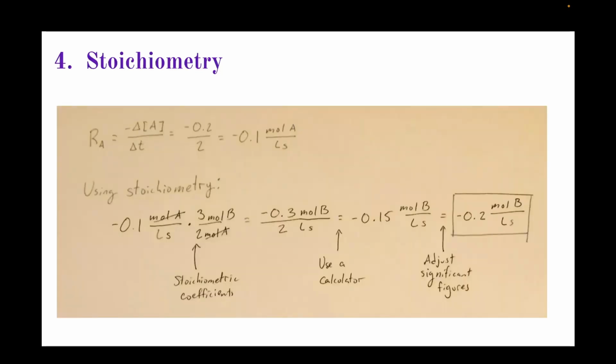And then we can also see here the actual stoichiometry. To figure this out, you could use some math and use the stoichiometric coefficients. And so here it's saying that the rate of A is negative 0.1. So you plug that in, negative 0.1 with the units they're using, times 3 mole B over 2 mole A, since the equation they used had 2A turning into 3B. So the coefficients were 2 and 3. And so that results in negative 0.3 mole B over 2 L·s, and that's the units they're using. And so that results in negative 0.15.